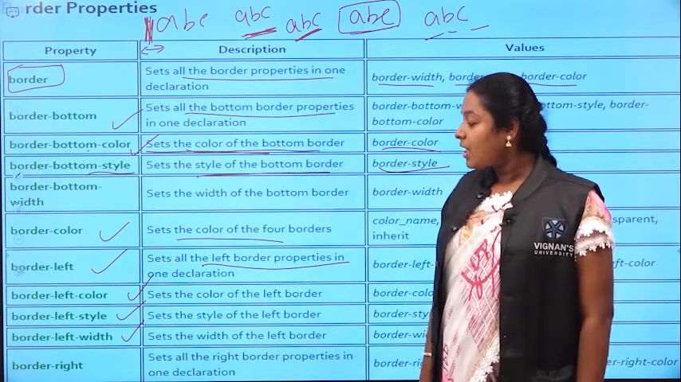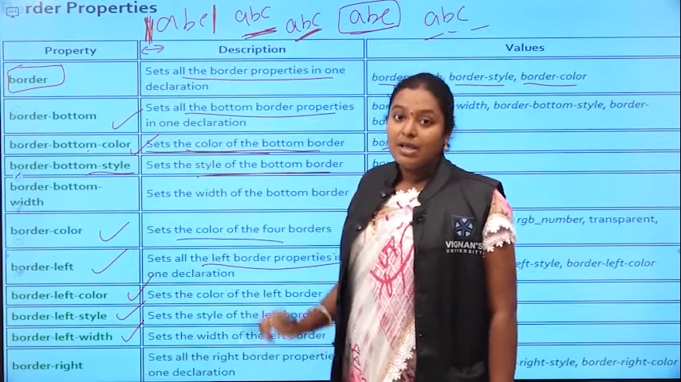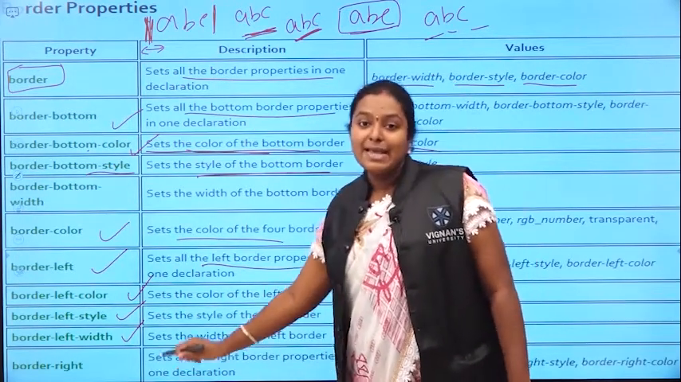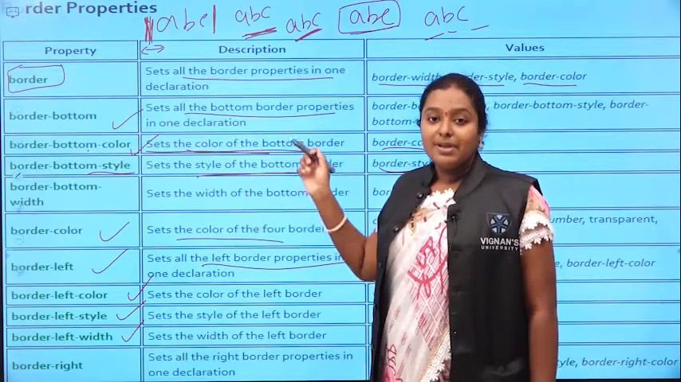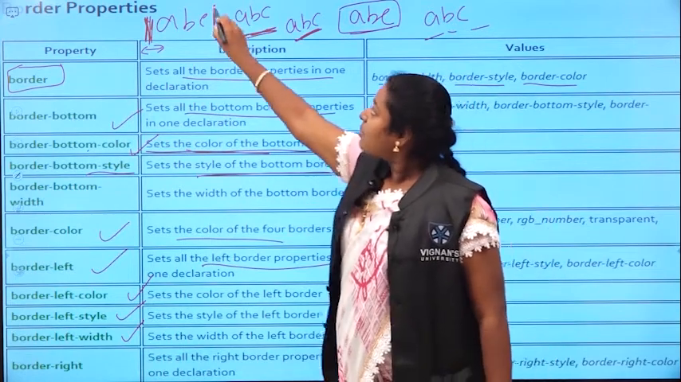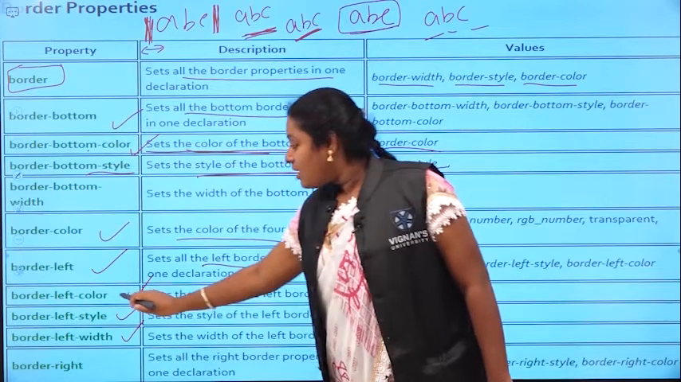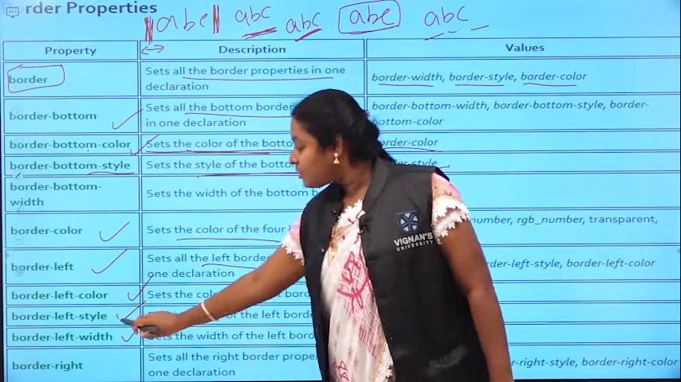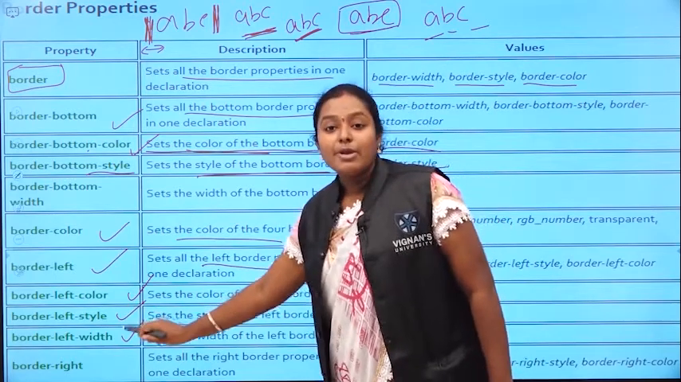And next, coming to the border right. In the same way, for applying the border at the right side, you are able to apply all these properties. So like this, you can also apply properties to the border right. You are able to apply border right color, and next you are able to apply border right style, and you are able to apply border right width.